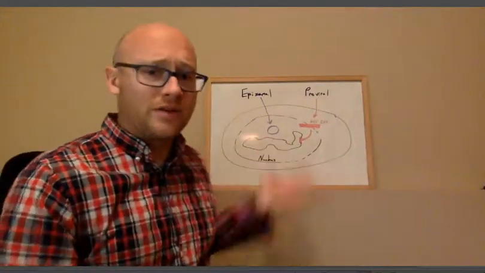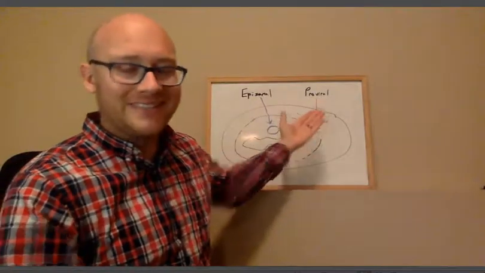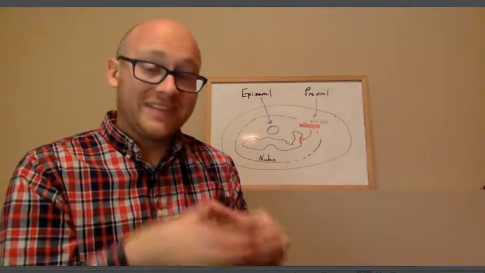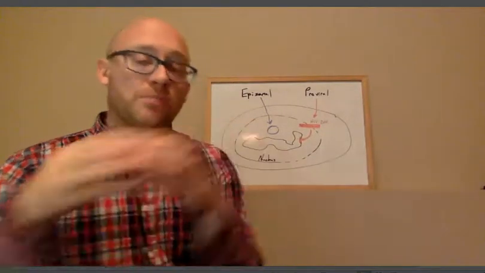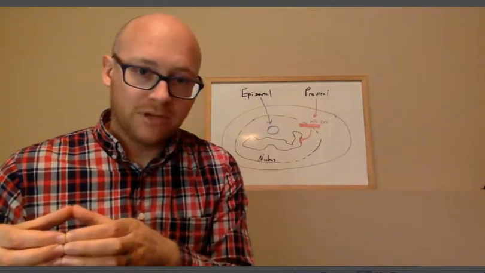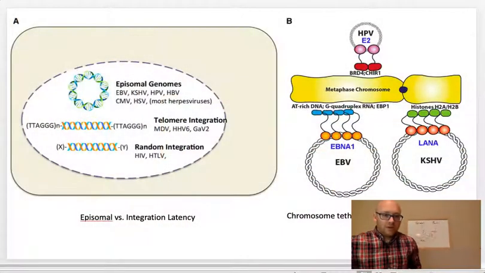Okay? So that's the difference. That's what we're talking about here. So when you see episomal latency versus proviral latency, that's the difference. Episomal is its own separate genome that does not get integrated, whereas proviruses have a genome that gets integrated. Okay? So let's zoom back in to this.